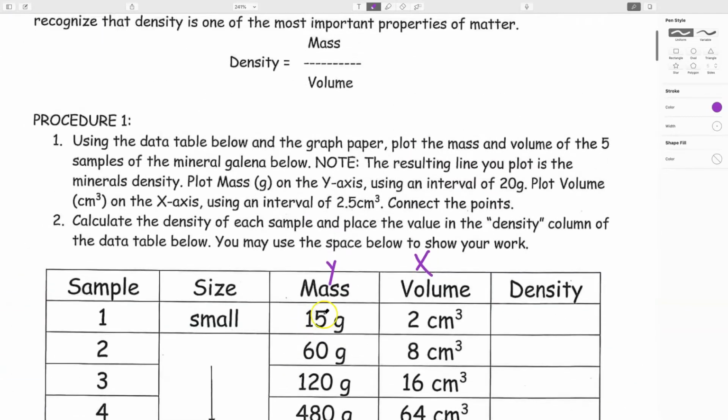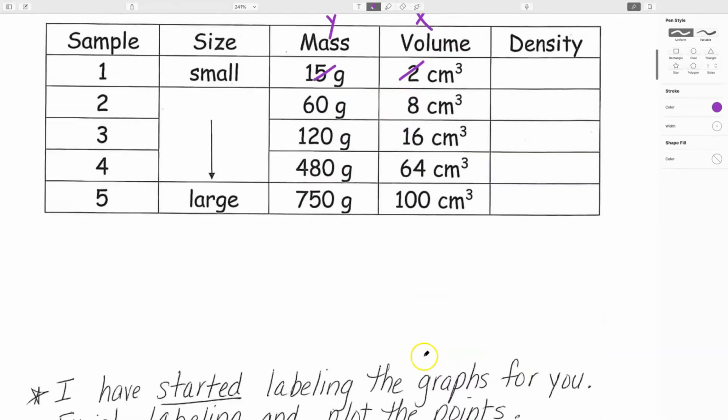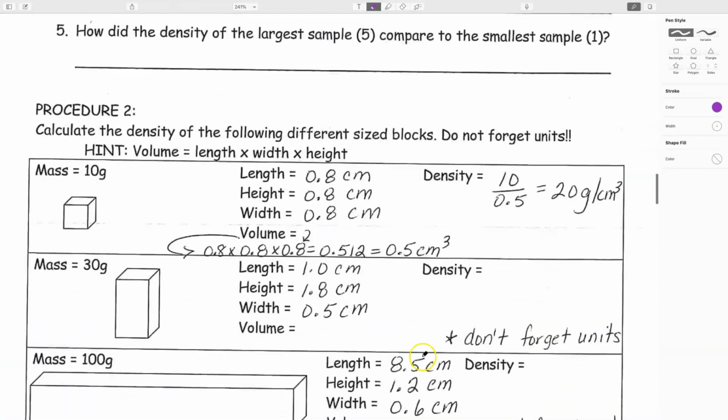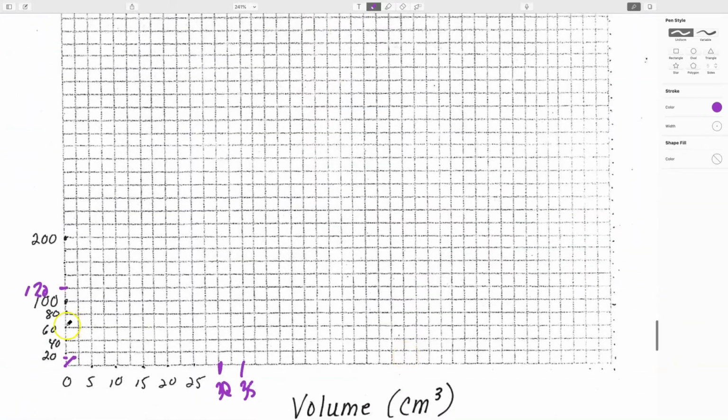I always tell you guys that I like to keep a record of what I'm doing by crossing it off or putting a check mark to make sure I did it. And then you go to sample 2. Sample 2 had a mass of 60 and a volume of 8. So again, if we go back here and look at our mass and our volume, 60 was your mass. So here's 60 right here, and we come into a volume of 8. Now this would be 7.5, so 8 would probably be about there. So 60 and 8, that's your second plotted point.